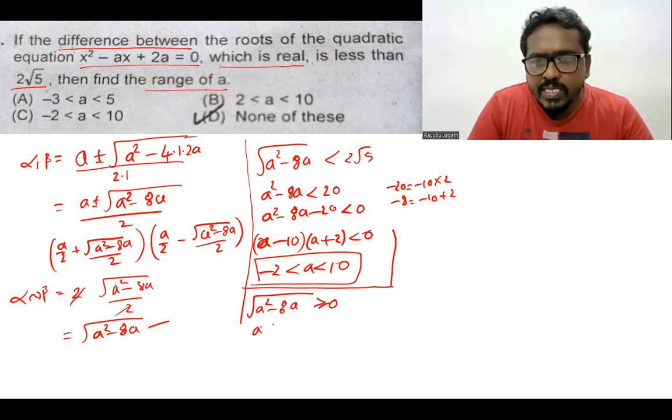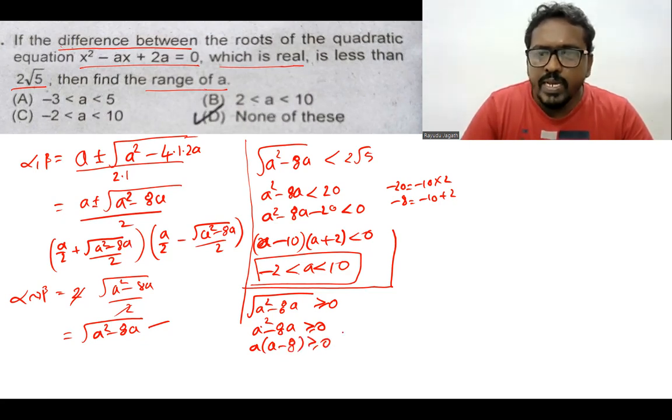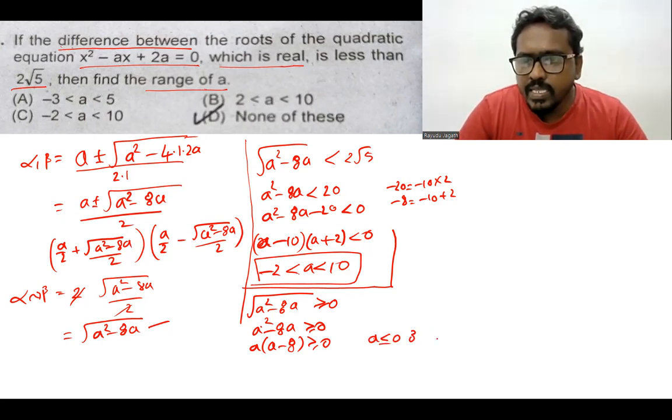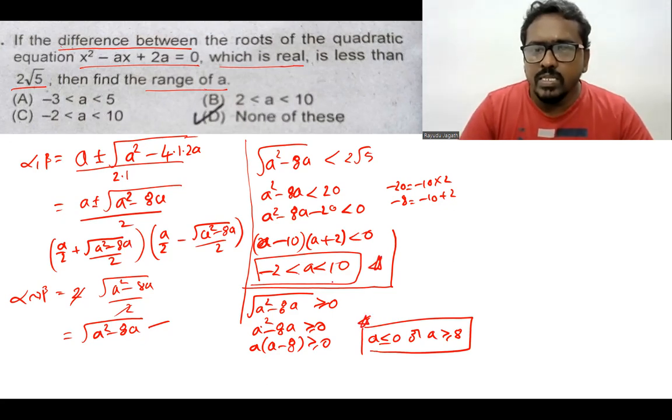So a square minus 8a is greater than or equal to 0. We can write this as a into (a minus 8) greater than or equal to 0. So a does not lie between 0 and 8. Here a is less than or equal to 0 or a is greater than or equal to 8. These two conditions should be superimposed on the star marked condition. We have to consider these two.